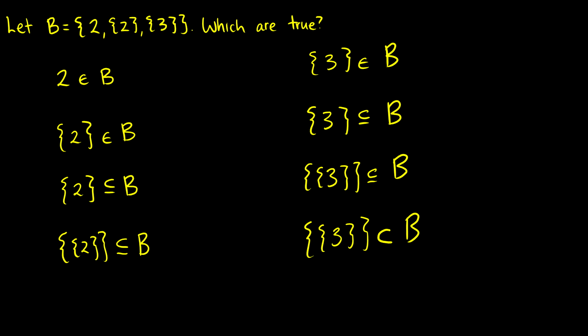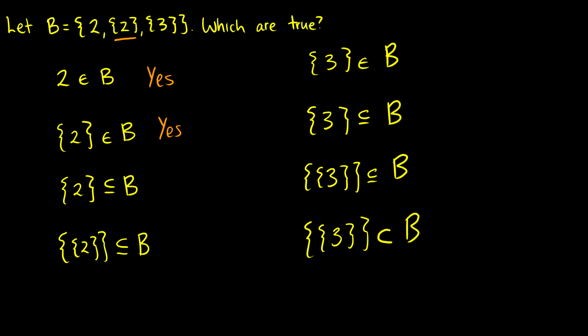So the first one, 2 is an element of B. Is that true? Well, yes it is. We can see 2 is right there. So we can say yes. Is the set containing 2 an element of B? Well, when we look at our elements, we see the set containing 2 in our set B. So the answer is yes. The set containing 2 is an element of B.